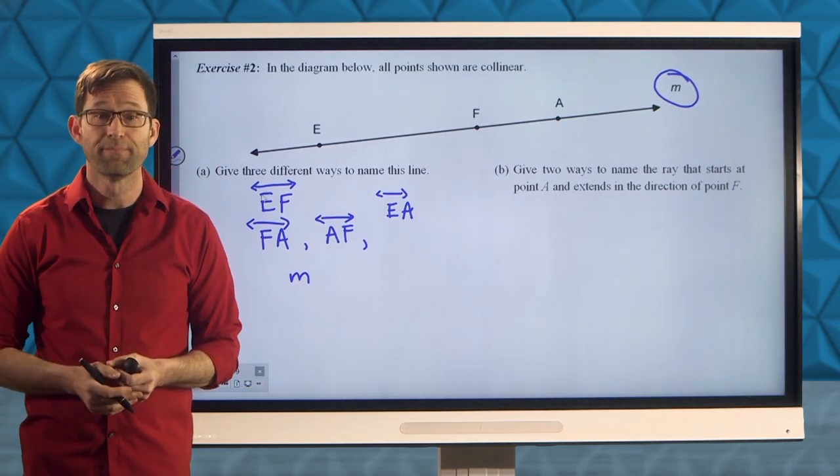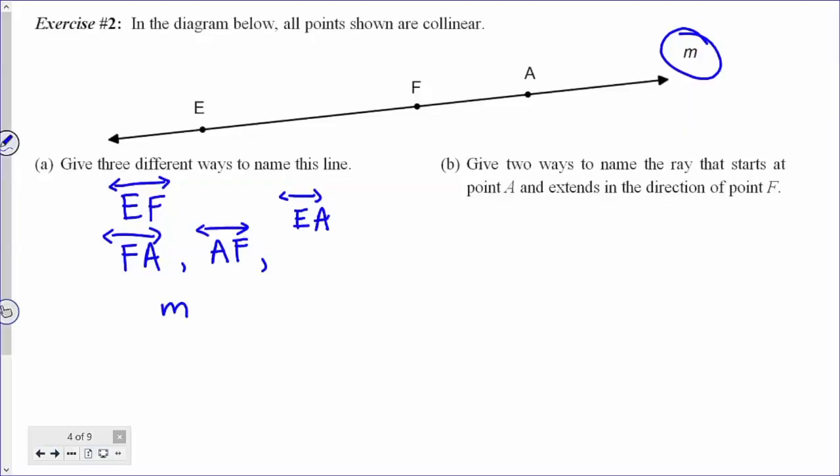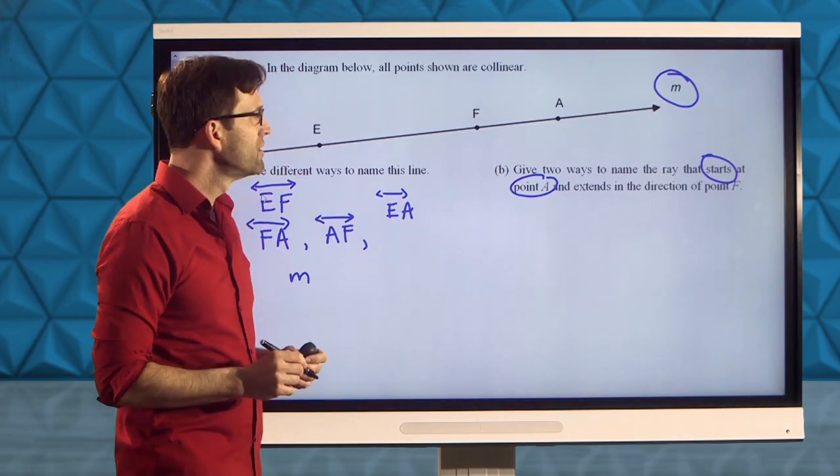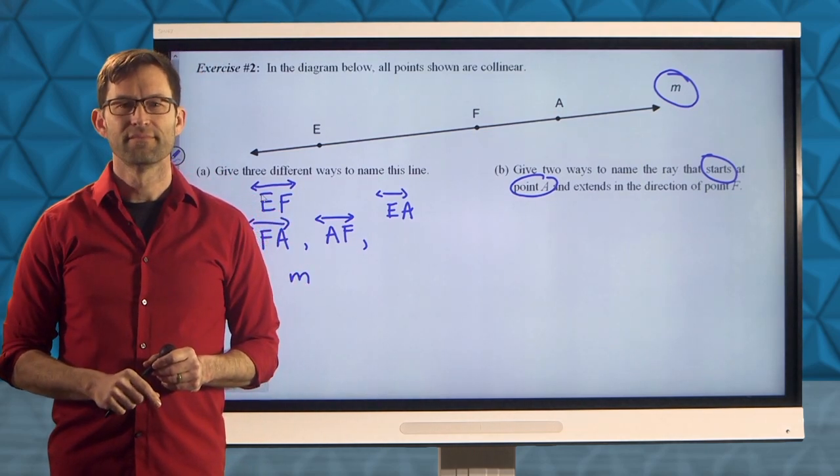Let's take a look at letter B. Letter B says, give 2 ways to name the ray that starts at point A. Very important. It starts at point A and extends in the direction of point F. All right, why don't you give this a shot on your own?